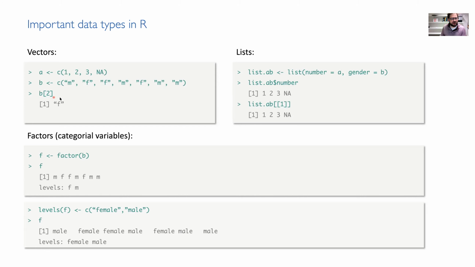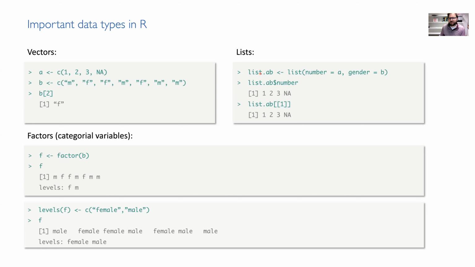Yeah, like in C, for example. But unlike in C, we start counting by 1 and not by 0. The next data type is a list. Then it gets more interesting.